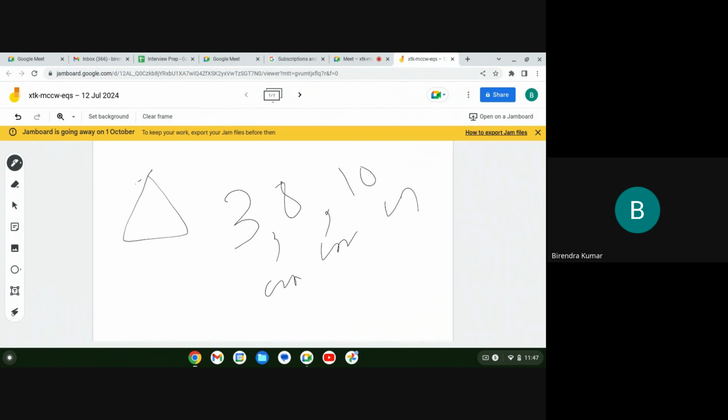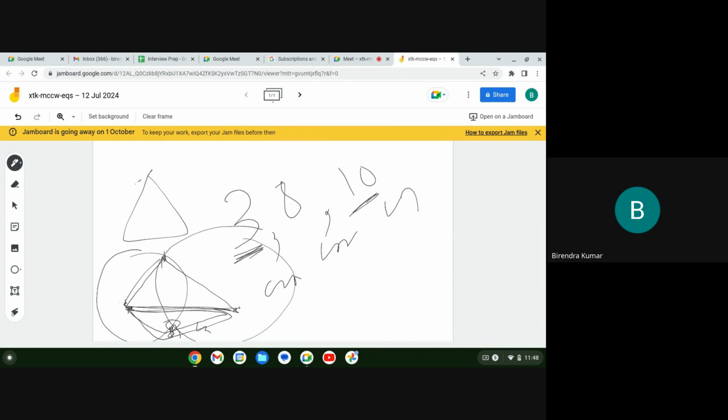You can pick any side as a base, and then make a circle with, let's say you picked 8 as this one. You pick this as a radius and draw a circle on this point, and then pick 10 as a radius and draw the circle on this point. So these will meet at two places. This could be one triangle, or you can join this way. This will be another triangle, and they'll be exact mirror images of each other.